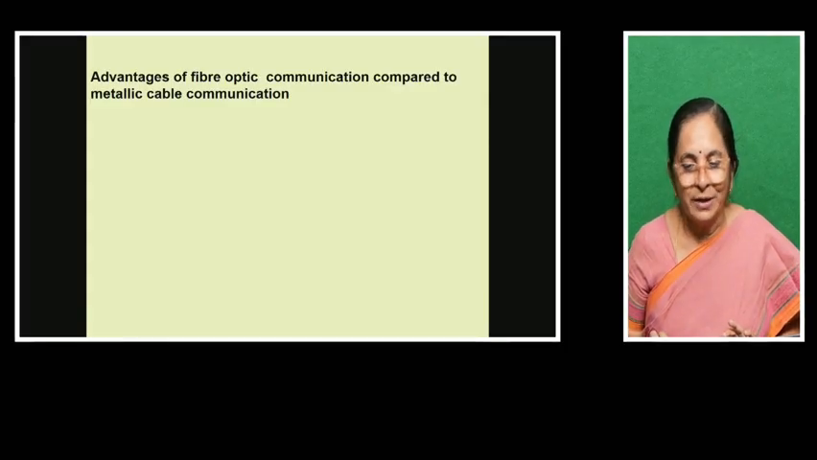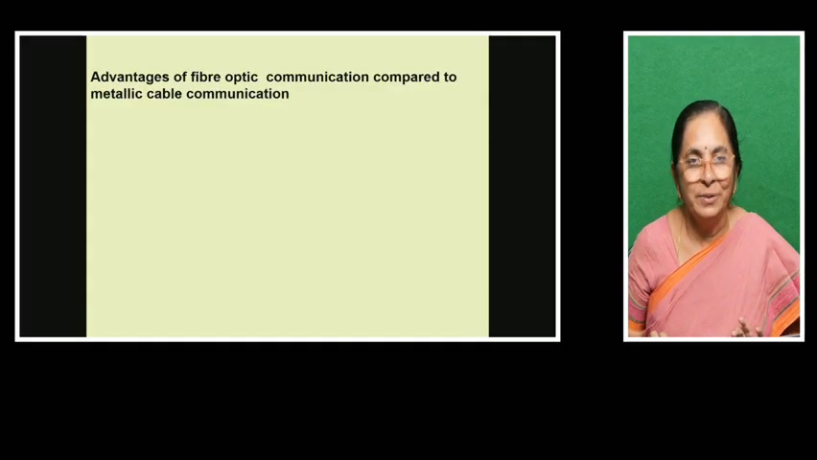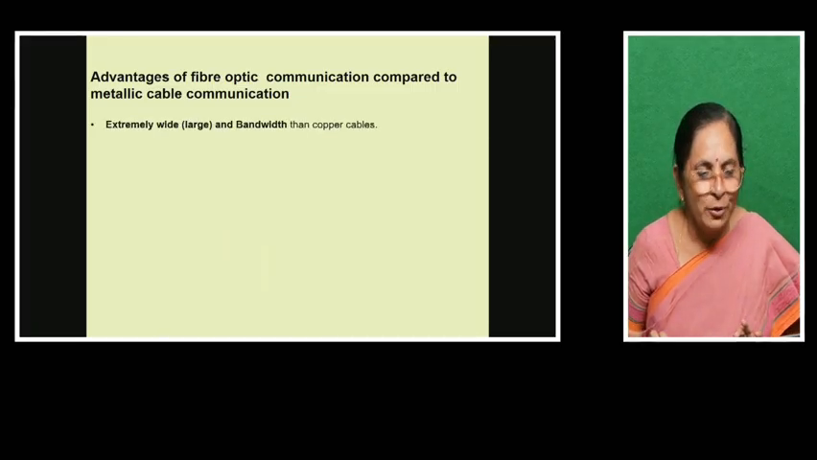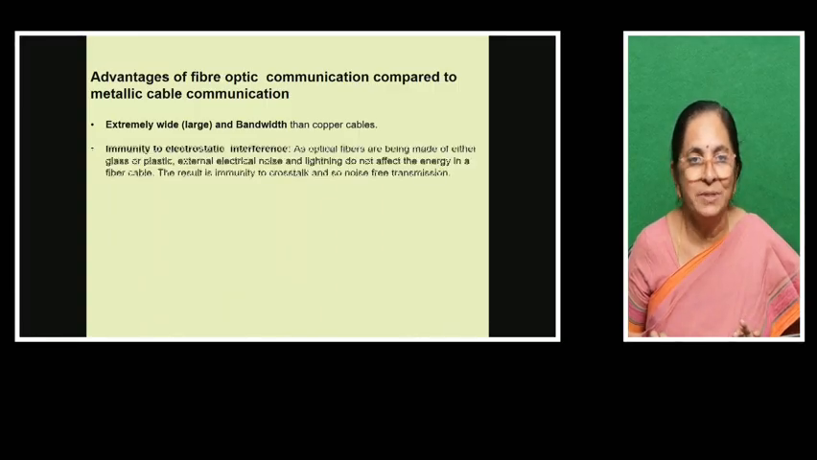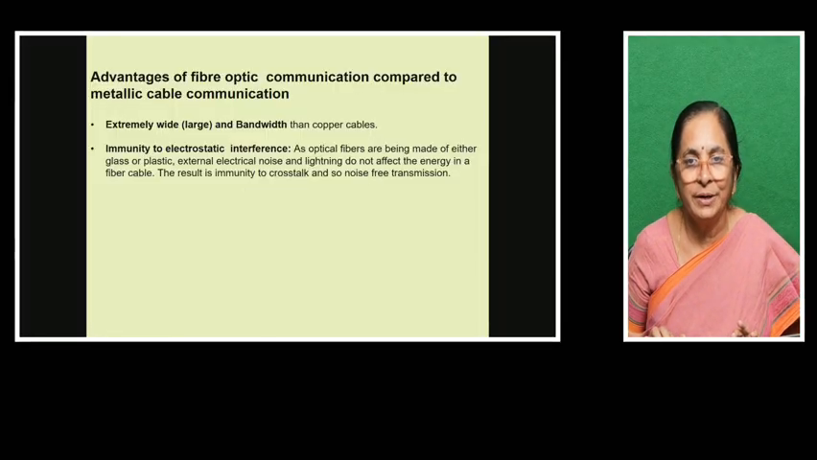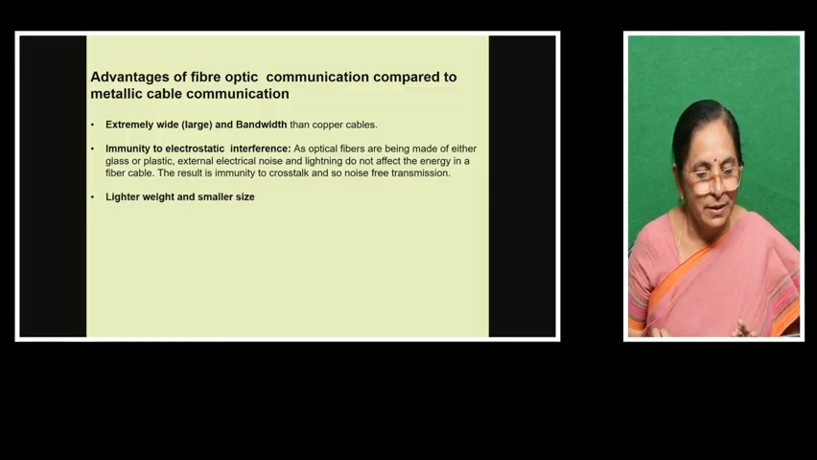Advantages of fiber optic communication compared to metallic cable communication. Fiber optic cables provide wider bandwidth than copper cables. Also, optical fibers are immune to electrostatic and electromagnetic interference. So the noise will be very less. Also, crosstalk can be avoided. So we can have communications which are free from noise.